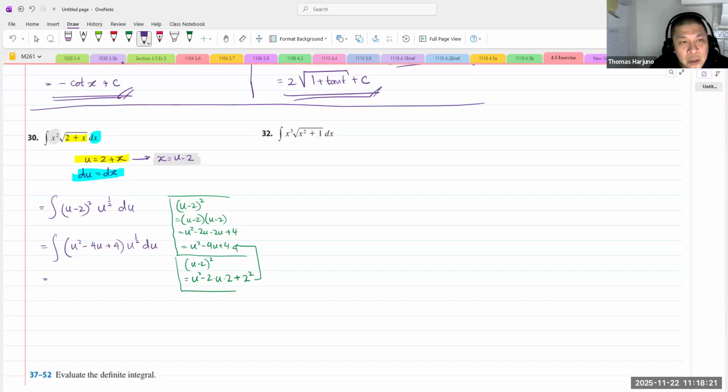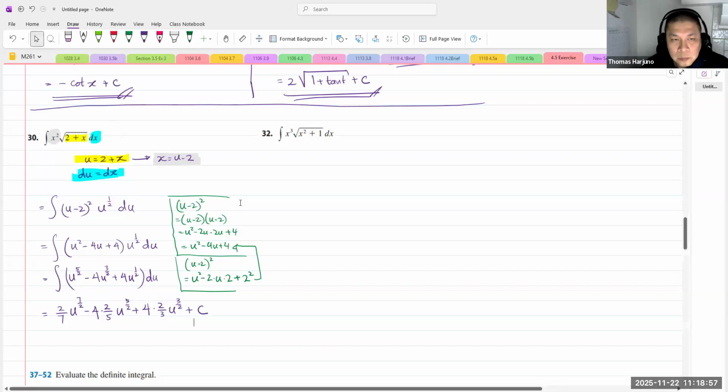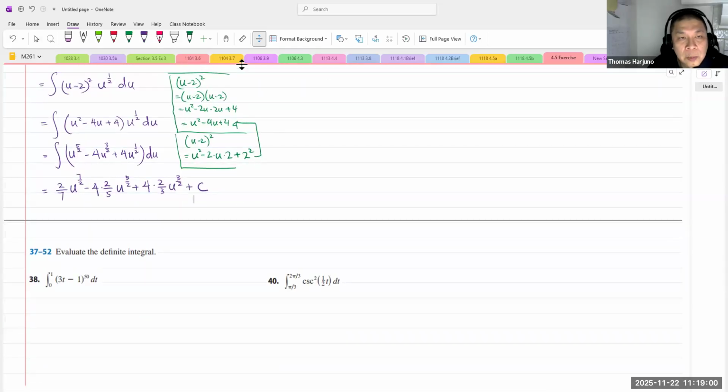Now, going back to our integration, I will distribute u to the 1/2. It's u to the 5/2 minus 4u to the 3/2 plus 4u to the 1/2 du. That is 2 over 7 u to the 7/2 minus 4 times 2 over 5 u to the 5/2 plus 4 times 2 over 3 u to the 3/2. Don't forget plus constant. And then from here, you multiply and substitute.